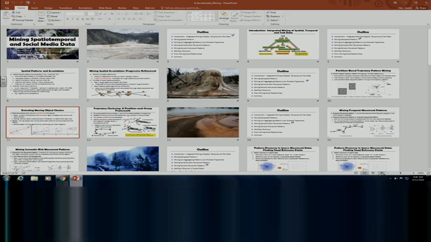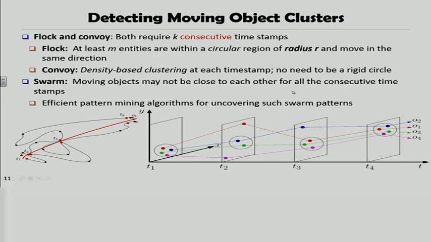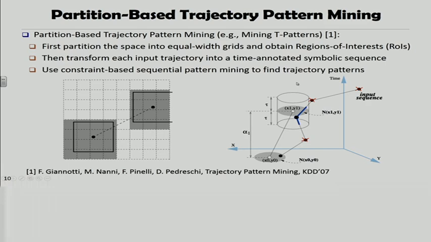Now we will continue our discussion on mining moving object trajectories. Moving object trajectory means you get lots of things moving, but you want to summarize them. You may find patterns. One way to summarize, I mentioned, is a T-pattern.